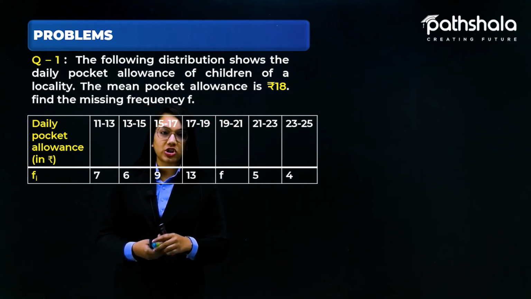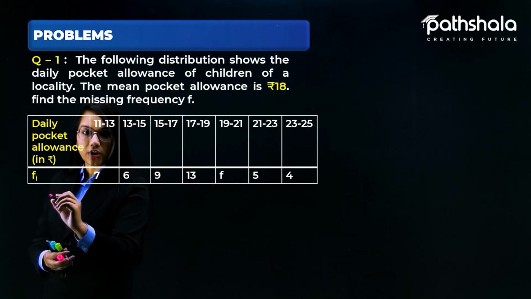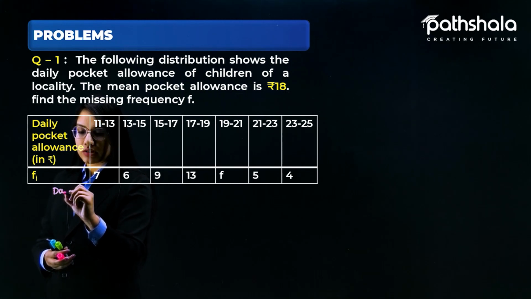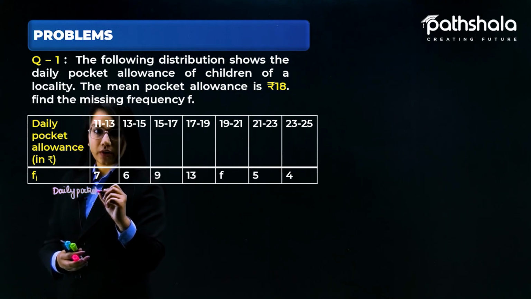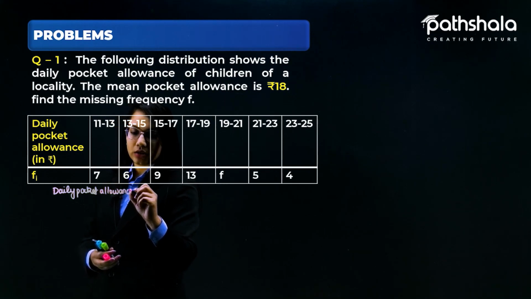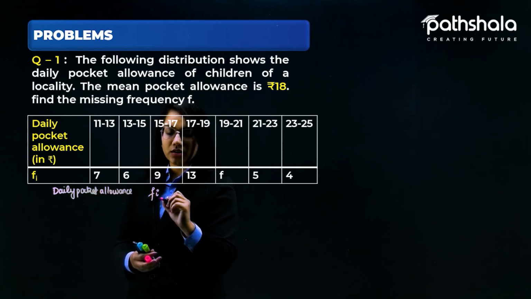So let us suppose I am just answering this particular question over here as well. So I am forming a table over here. Let us suppose this is the daily pocket allowance. And the next column is nothing but of the frequency Fi. So I'm taking this Fi.